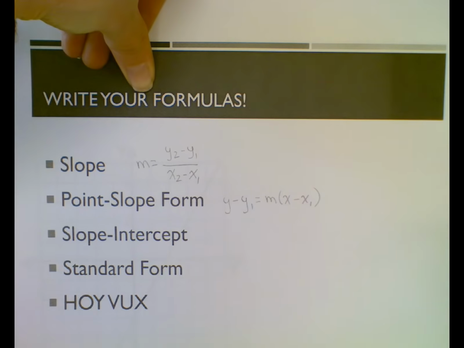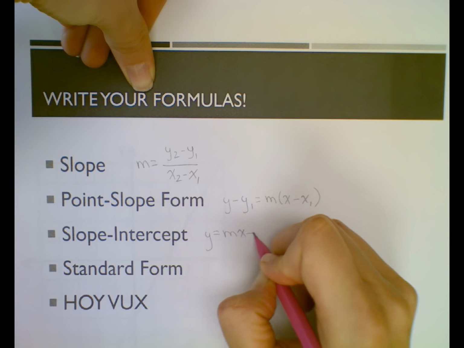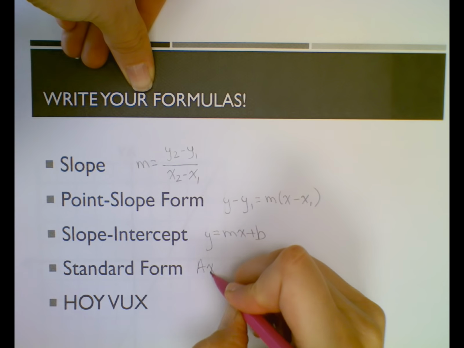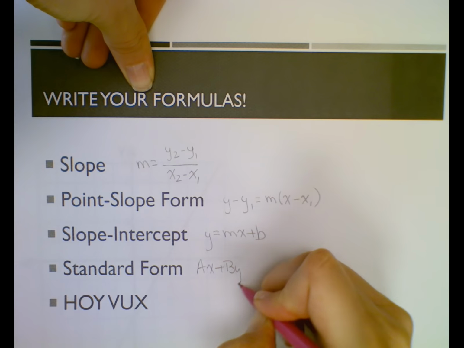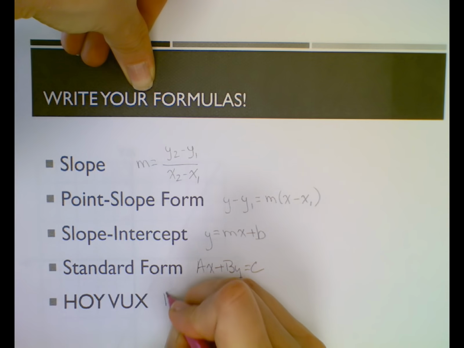It's always the best place to start because you almost always have a point and a slope. Slope intercept, y equals mx plus b, where m is your slope and b is your y-intercept. Standard form, ax plus by equals c. And finally, HOY VUX.